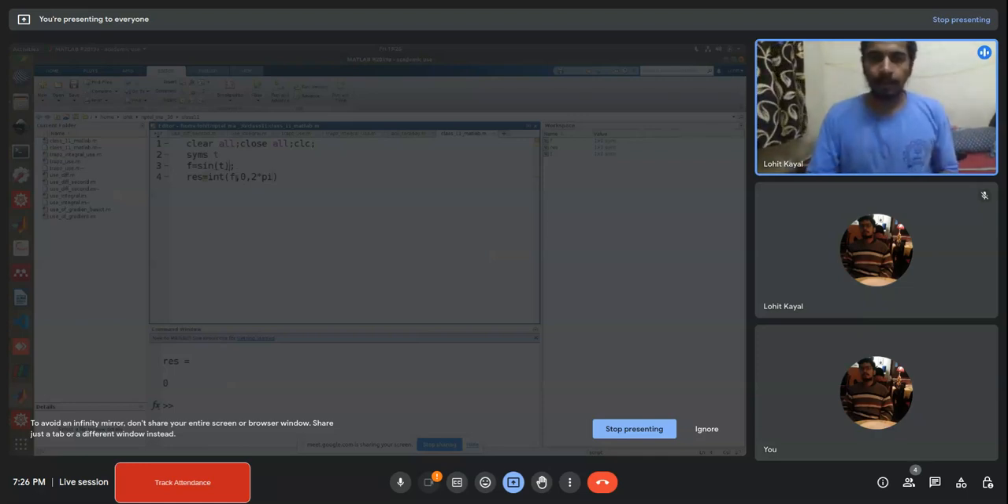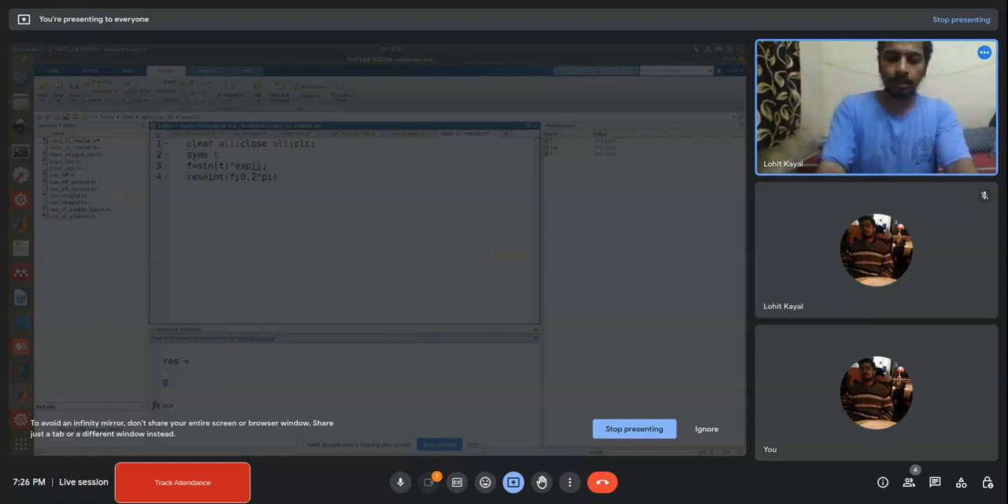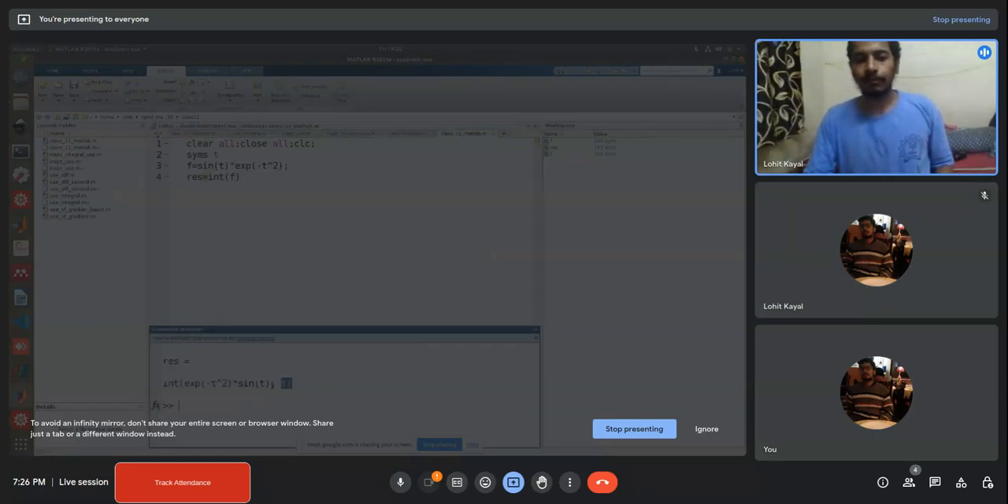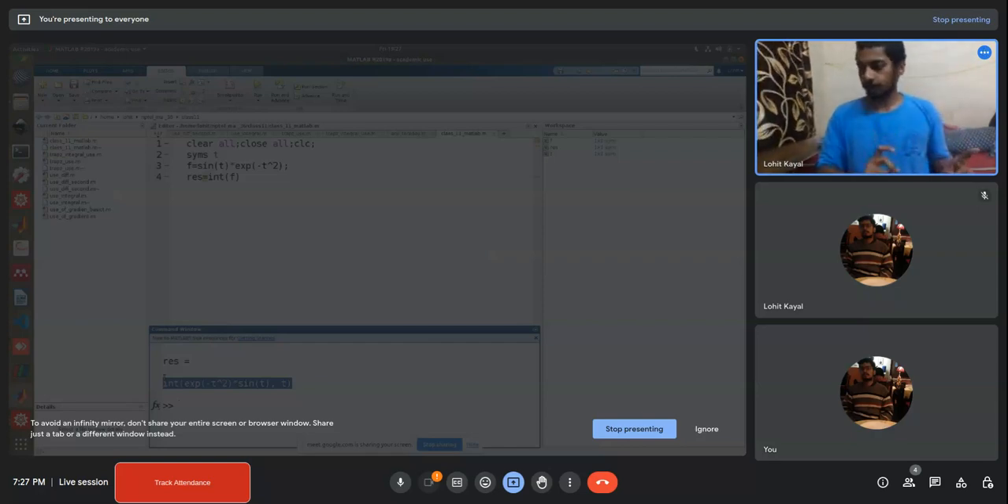Now I multiply it with the exp of minus p square, and let me remove the limit. Let's check if it can give any answer. Yeah, you can see it gives me back the same thing. That means the indefinite integration for this function is not possible. At least Matlab cannot do it.